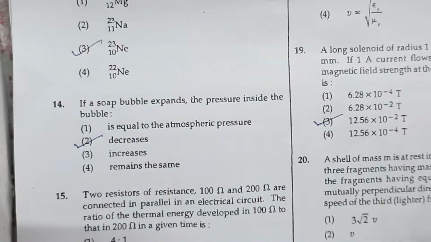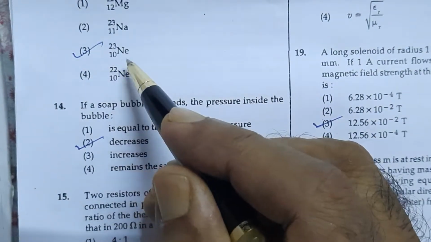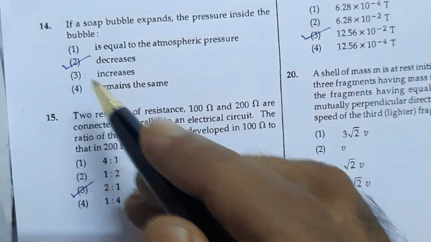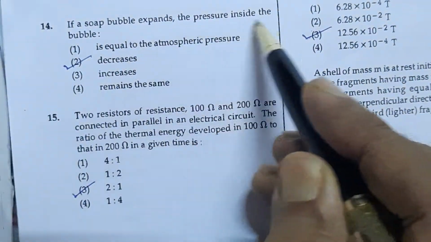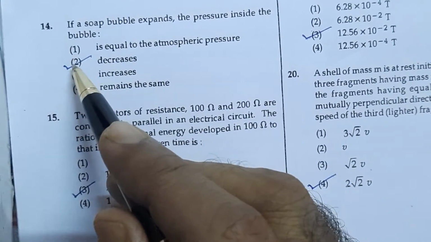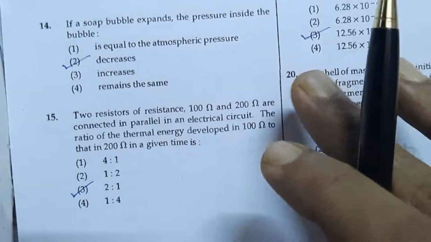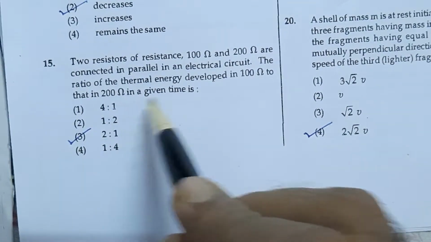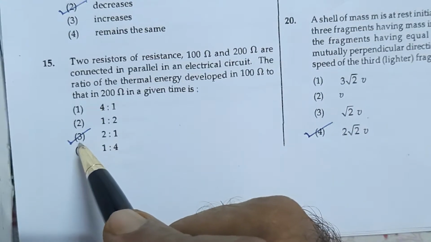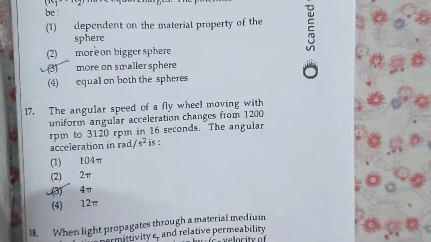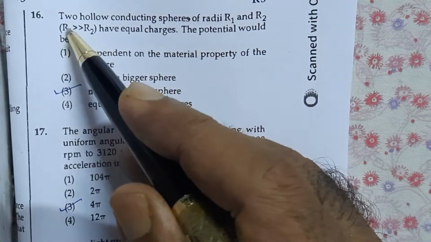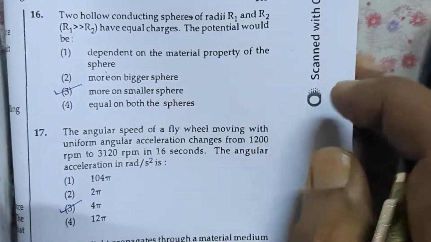For question number 13, the correct answer is neon 10 to the power 23. For question number 14, when the bubble expands, the pressure inside the bubble decreases. So 2 is the correct answer to question number 14. For question number 15, power radiated is proportional to V square by R. So the correct choice is 3 for question number 15. For question number 16, it is 3 which is the correct answer. We know that potential is proportional to 1 by R.